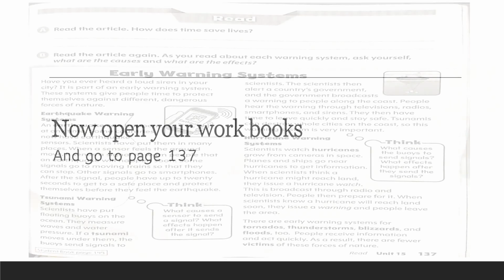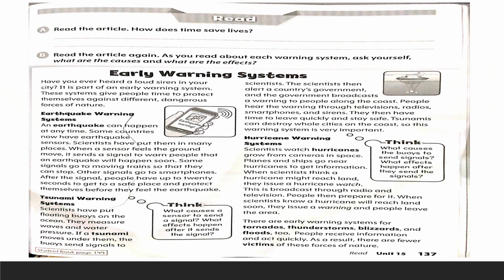Okay, students, now open your workbooks on page 137. Our comprehension topic in our workbook is about the early warning systems that are used to alert people to protect themselves from dangerous forces of nature. So, open your pages and let's start reading comprehension in your workbooks.